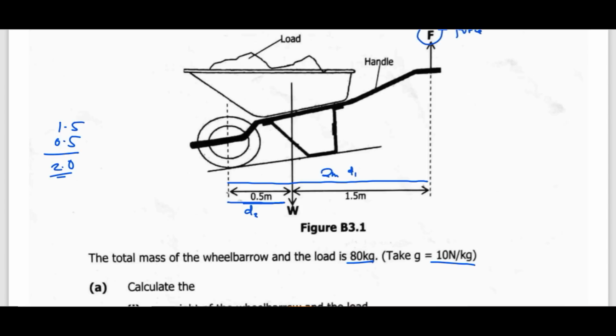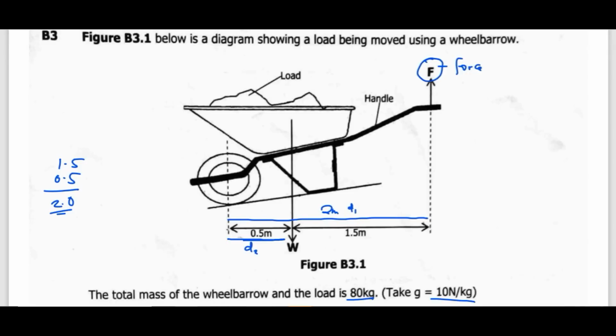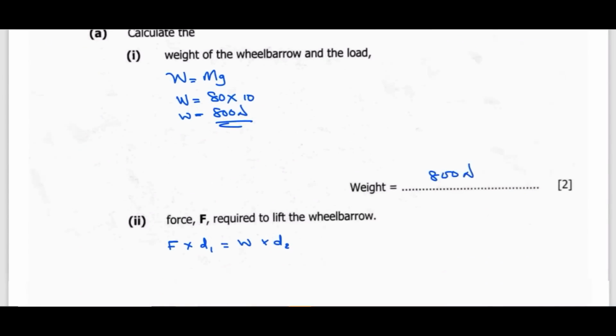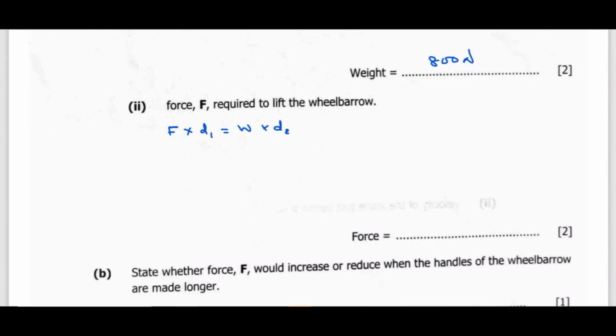Okay, so we can move and answer the question, which was about lifting. So the force here, because this is what we want, we would say F times 2 is equal to this.